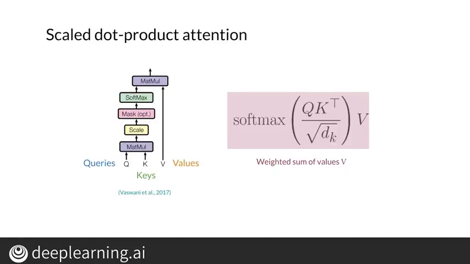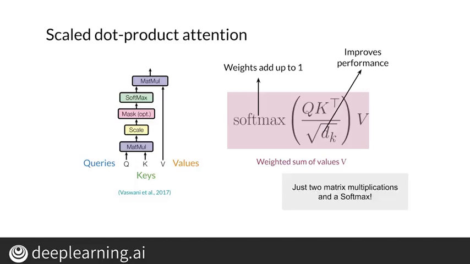Recall that in scaled dot product attention, you have queries, keys, and values. The attention layer outputs context vectors for each query, and the context vectors are weighted sums of the values where the similarity between the queries and keys determines the weights assigned to each value. The softmax ensures that the weights add up to 1, and the division by the square root of the dimension of the key vectors is used to improve performance.